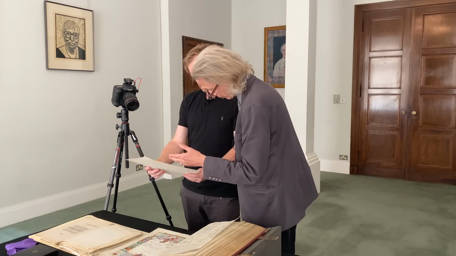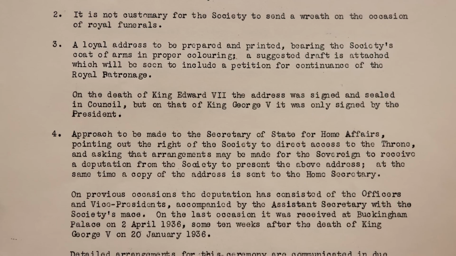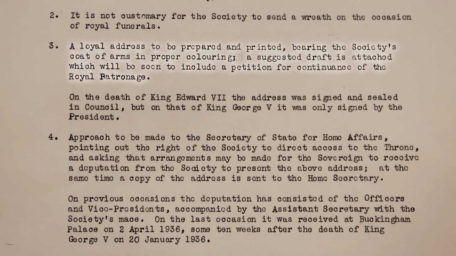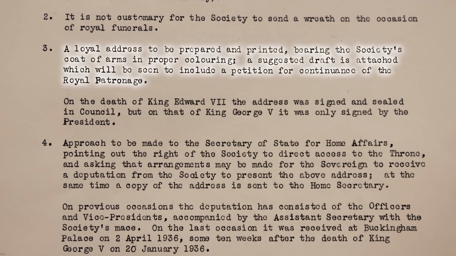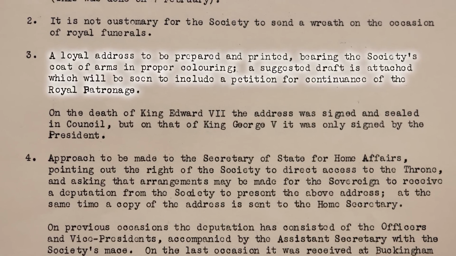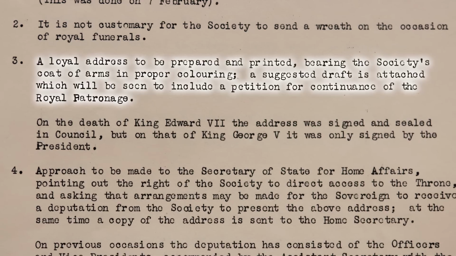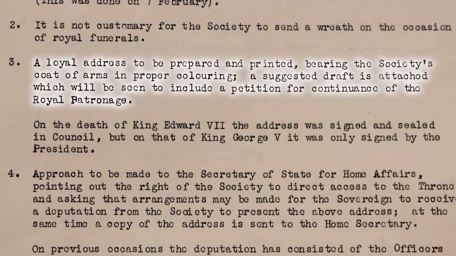And the next step is to prepare a loyal address for the new monarch. And that serves a couple of purposes. Again, it reiterates the sorrow felt at the passing of the Queen, and it presents the Royal Society and requests that the new monarch will become the new patron of the Royal Society.